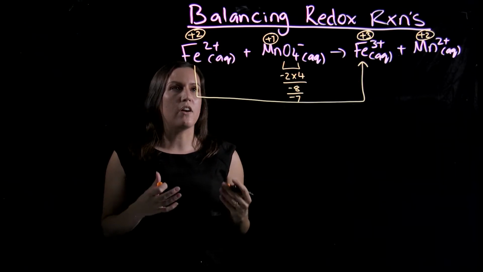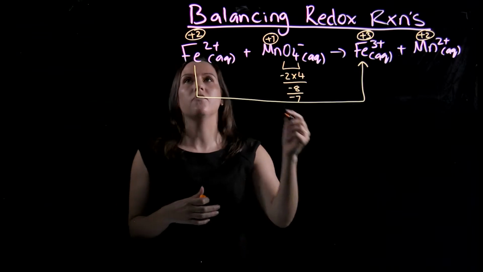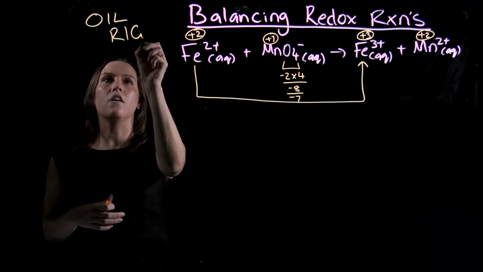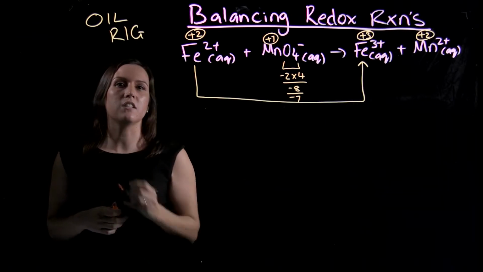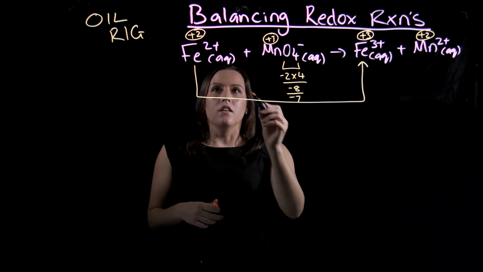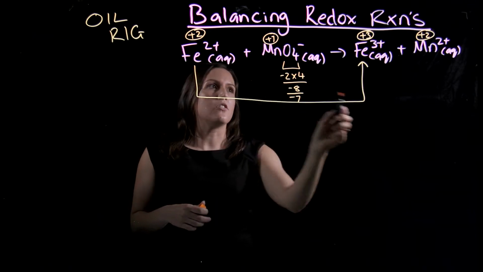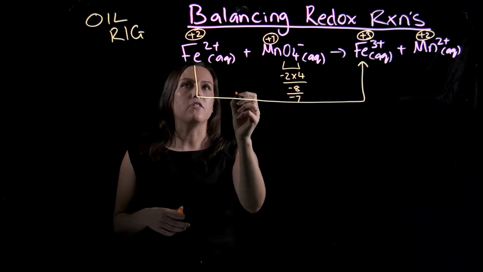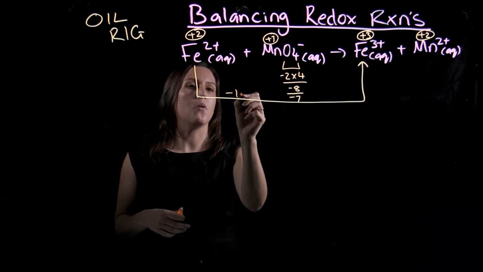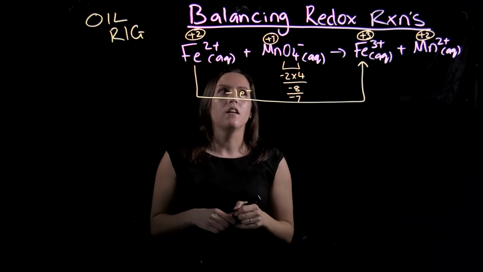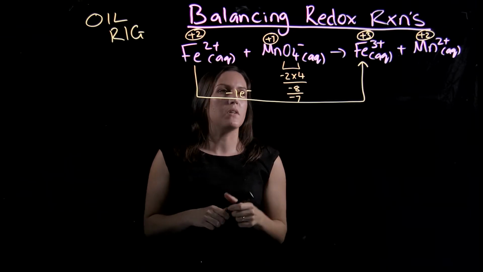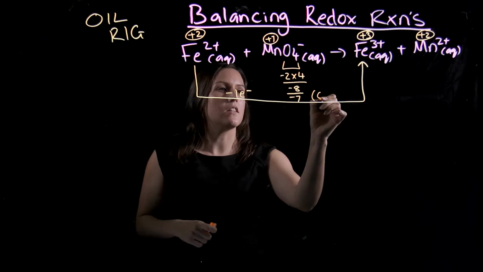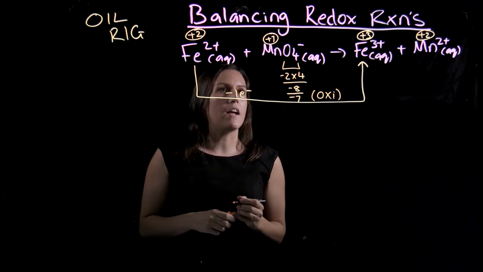So what's happening to our electrons? If you need to, you can write your little OIL RIG in the corner there. Remember, oxidation is loss, reduction is gain. So looking here, we've got +2 to +3. What's happening to our charge there? We're losing 1 electron, okay? So we're becoming more positive because we're losing an electron. And remember, oxidation is loss, so this would be an oxidation reaction.